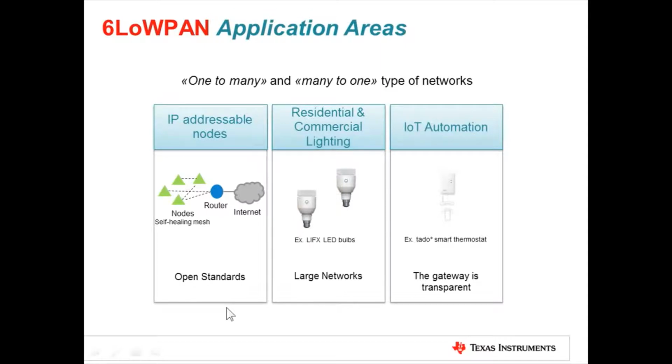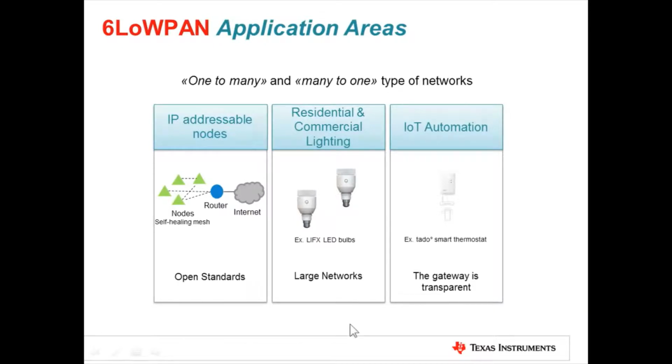6LoWPAN can be any low-power wireless node that needs to be connected to the Internet. Each node receives an IPv6 address and can be reached in the same manner as any other server on the Internet. You can literally ping each node.